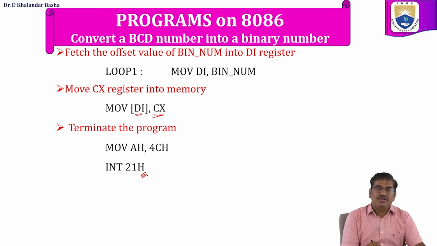Once the BCD number is converted into the binary number, we will terminate the program by calling INT 21h. As we want to return to the DOS prompt, we will call the function 4Ch. For that, first we load 4Ch into the AH register and generate interrupt 21h by using the instructions MOV AH, 4Ch followed by INT 21h. Now we will see the entire program at a glance.